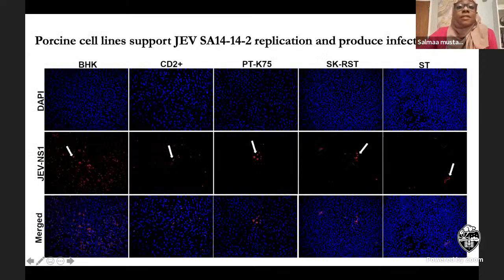So this is infection of the different cell lines with JEV. I have my DAPI, which stains the nuclei, my JEV NS1 antibody, which labels the NS1 protein within the cell, and this is when they're merged together. Here is my positive control. See the amount of signal that I'm seeing with BHK infection of JEV, and then you see a relatively lower number of signals with the other cell lines, and this is when they're merged together.